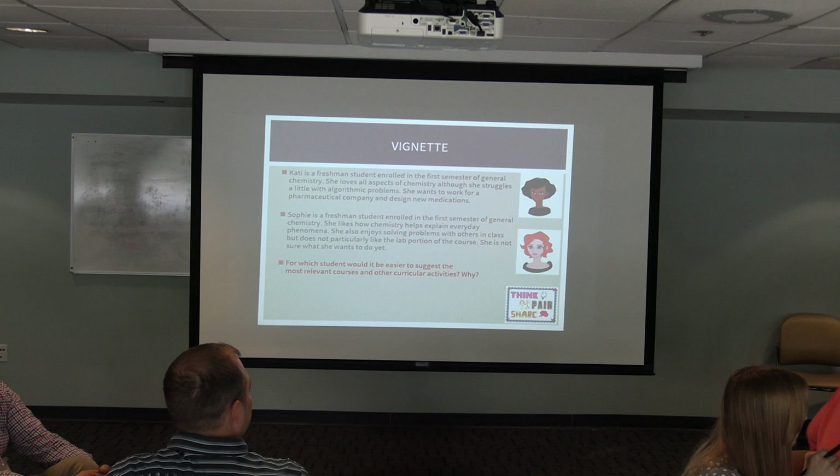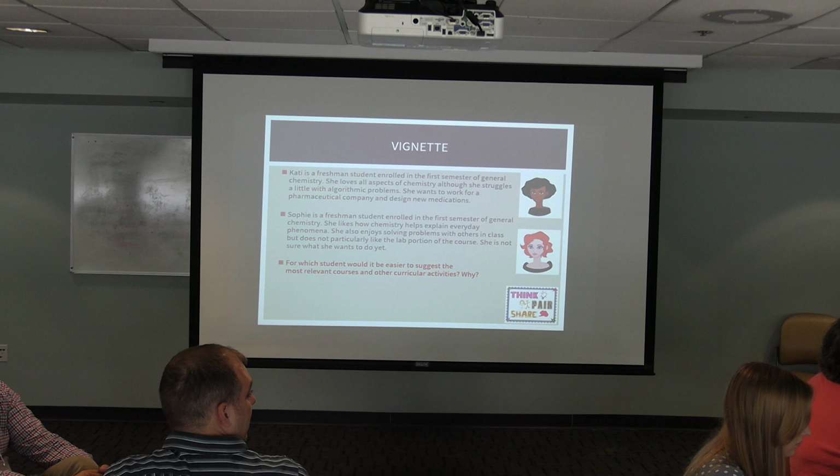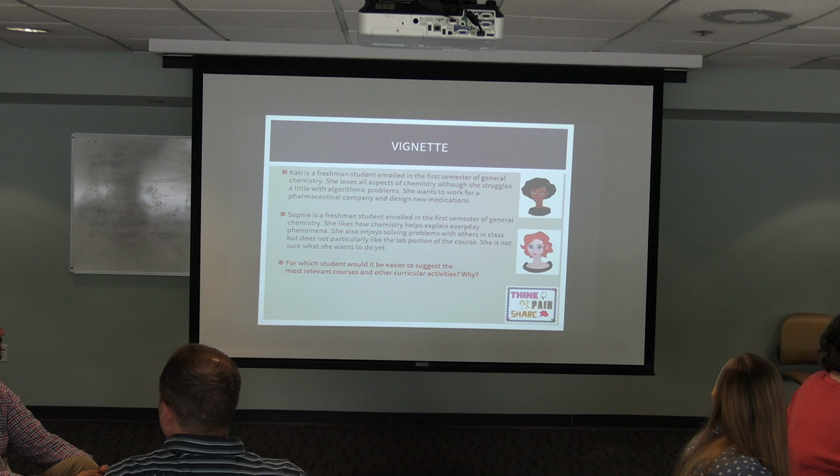What makes some things about Katie's situation easy to give her advice or challenging to give her advice? Go ahead. I mean, Katie has a specific goal in mind, so I feel like that makes it a lot easier to give her advice because you already know what her end point is. She's got an admitted weakness.